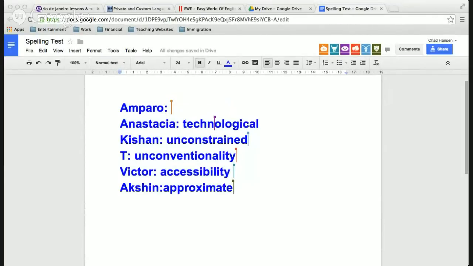And let's see, Amparo, your word is, hold on one second. Yeah, attributable. Attributable. There you go, nice and easy. Double T at the beginning. Okay, very good. Okay, Anastasia? Your word is communicable. Communicable. Awesome. Okay, great job. Very good job.